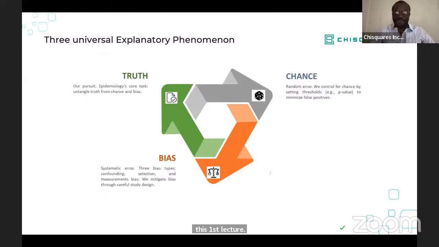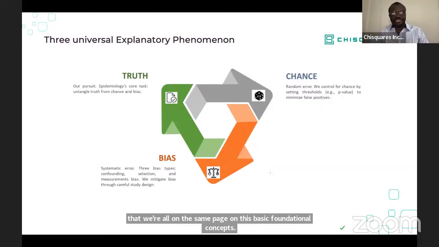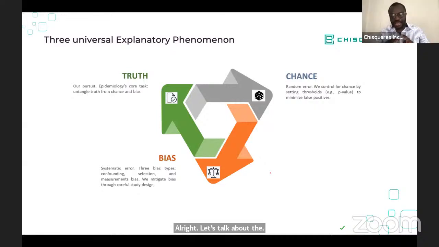All right, let's talk about the first set of things we want to talk about, which is truth. Now, every single thing you see in the world can be explained by one of 3 phenomena. It's either the truth, it's either chance, or it's bias. So everything you see in the world, whether it's something in media or whether it's any observation, can be explained by one of those 3 things. It's either truth, or it's chance, or it's bias.